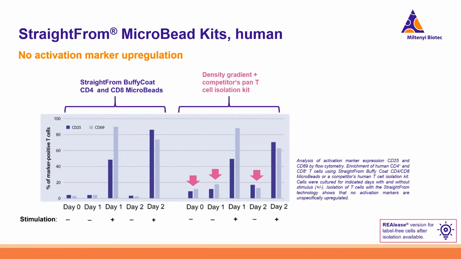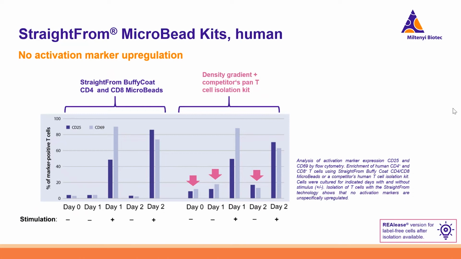This is, of course, also backed up by flow cytometry data and the assessment of activation marker expression after isolation. In this example, CD4 positive and CD8 positive T cells were isolated from Buffy-coat, either with StraightFrom CD4 CD8 microbeads on the left side, or via density gradient centrifugation to get the PBMCs, followed by a competitor's untouched pan T cell isolation, like here on the right side.